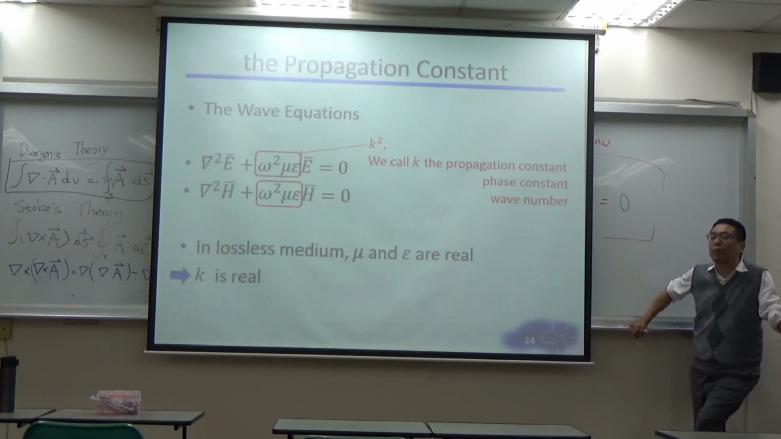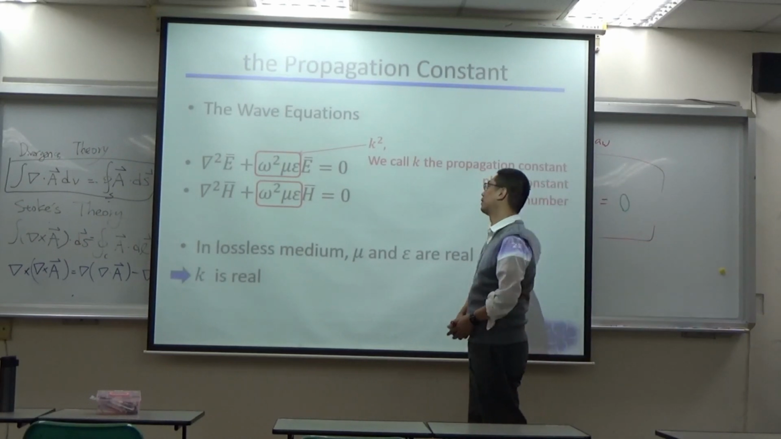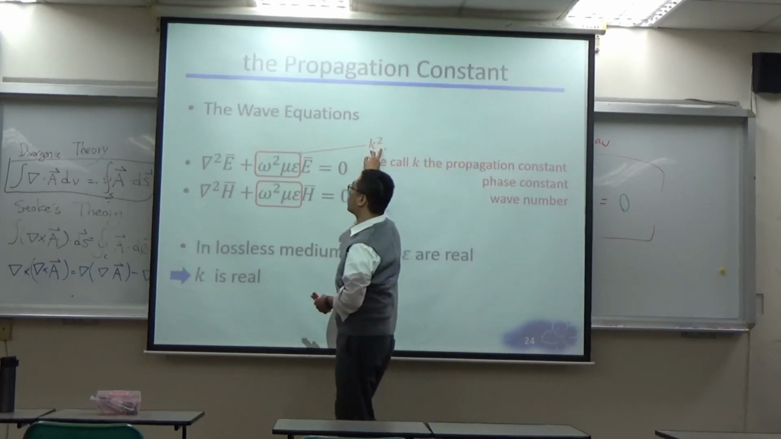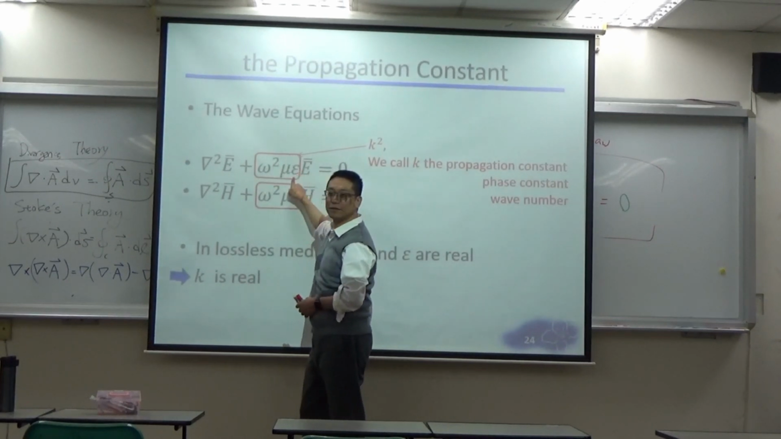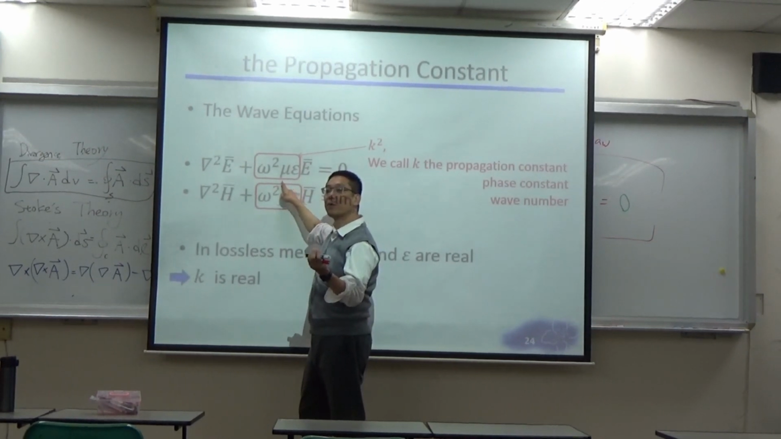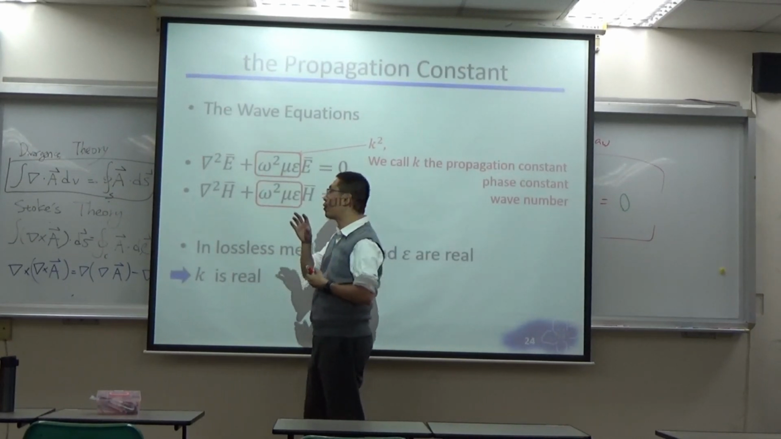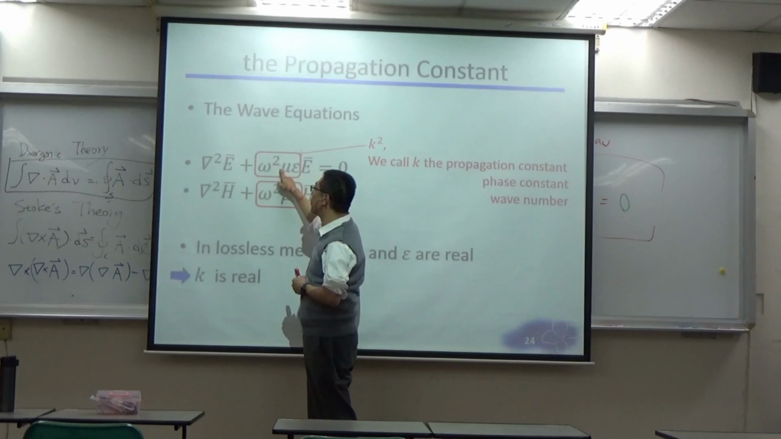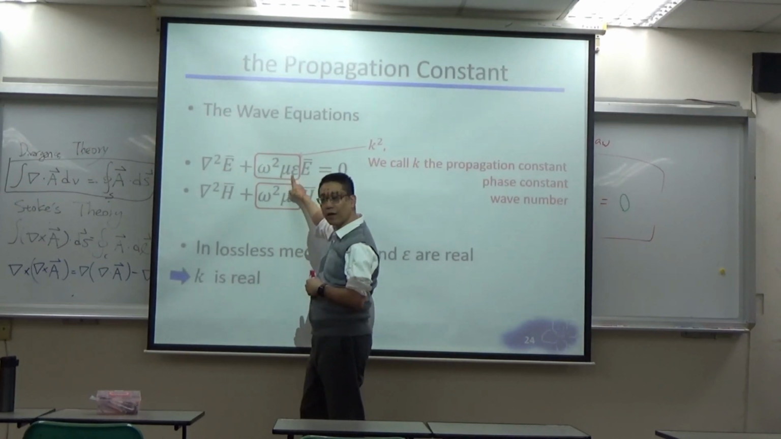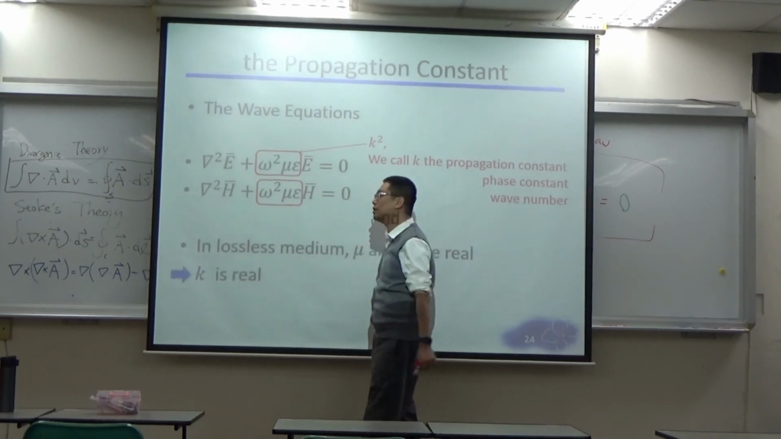Let's make it simpler. We define k squared equals to this part. We define another notation, k. We call it k squared. We define that equals omega squared multiplied by mu epsilon. Okay? Make it easier. We try to make the question easier and easier.